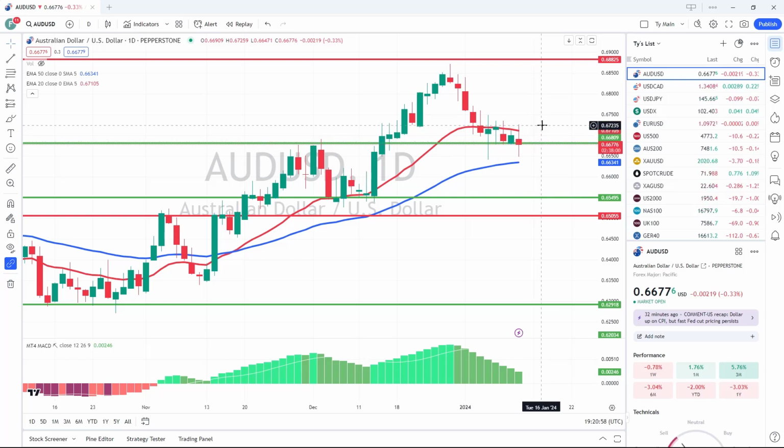All we need to do is look for the pullbacks on the 1 hour, a series of higher highs and higher lows for a long above 20, and a series of lower highs and lower lows below that 66.50 mark if the daily closes below there. So pretty straightforward trading on the Aussie.